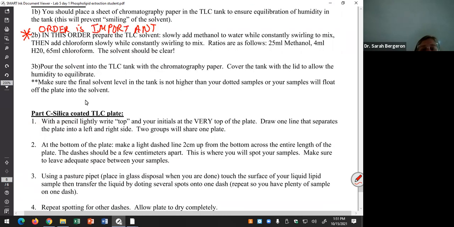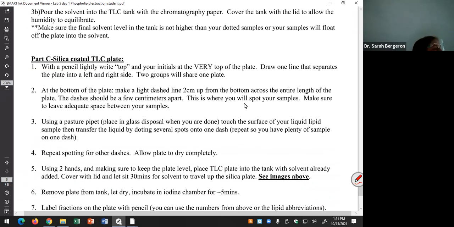And on that line is where you're going to spot your samples. So you put a couple of drops, you let it dry, and you keep layering onto the same spot so that it gets dark enough. And then it's really important to put drops and then skip enough space so that your two samples don't overlap. Otherwise, all your calculations are not going to work.